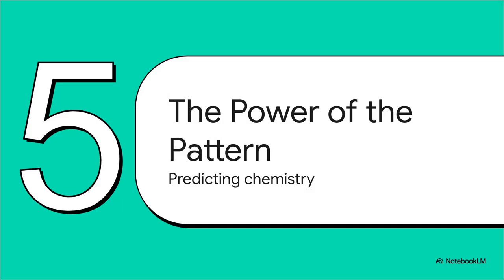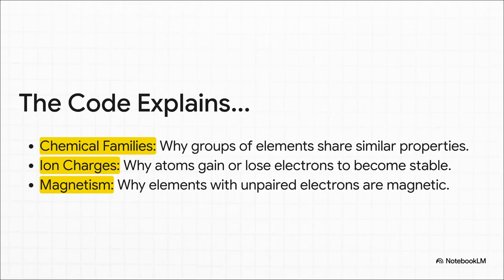Okay, let's bring it all home in our final section and see why this all matters so much. Section 5, the power of the pattern. What does cracking this elemental code actually let us do? Well, it explains pretty much all of modern chemistry. Seriously, it explains why we have chemical families. Elements in the same column act alike because they have the same outer electron setup.